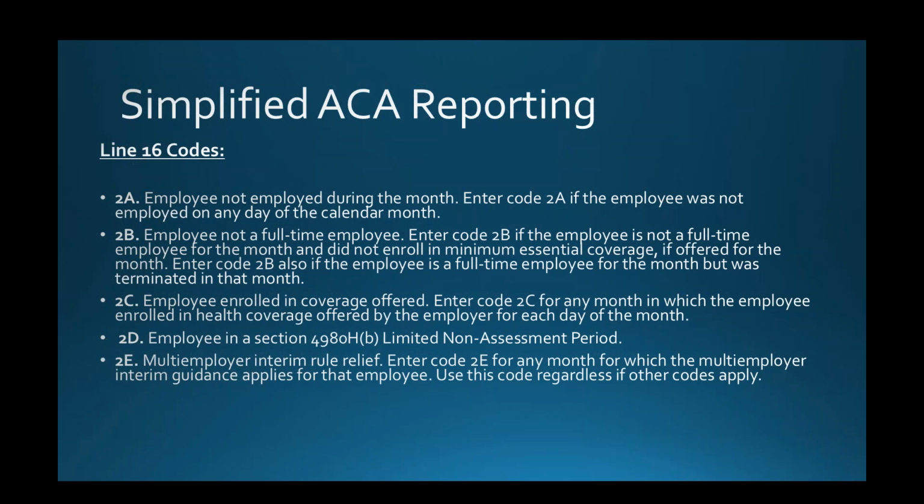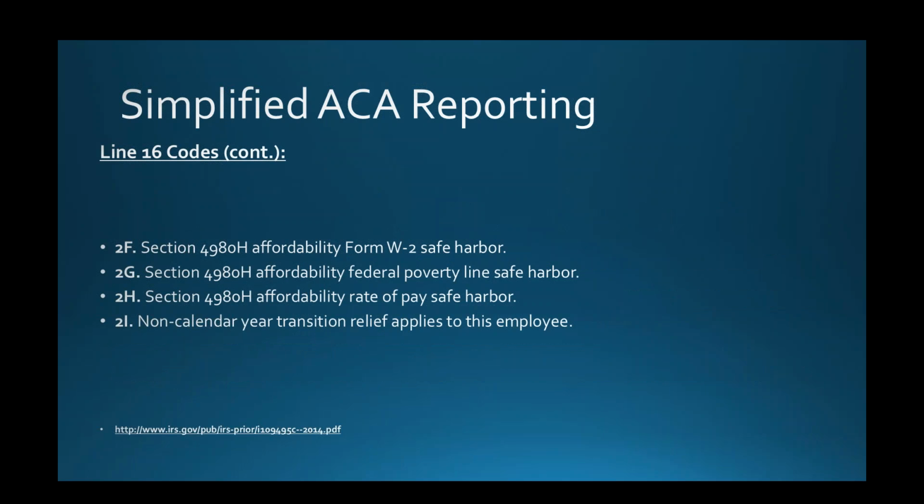Now, if the employee did not take the coverage that was offered to them, this is where you would also want to put in the safe harbor that you found that the coverage that you offered them was affordable, whether you were using the W-2 safe harbor, 2F, poverty line safe harbor, 2G, 2H would be rate of pay safe harbor, or 2I, non-calendar year transition relief. Again, there's some transition relief that's going on here a little bit later.